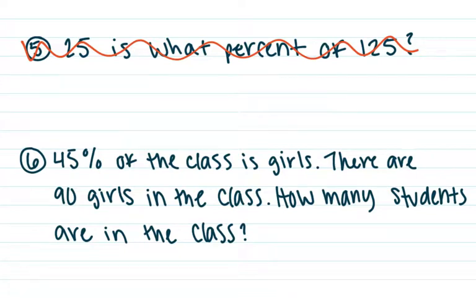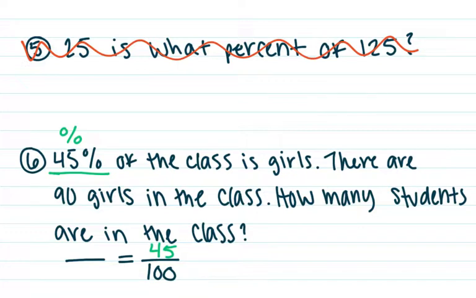There are 90 girls in the class. How many students are in the class? So this is an example of a word problem where we're going to set up a percent proportion. Okay, so we're going to set up this percent proportion. I got to fill in all of these blanks. So again, we're looking for a part, a whole, and a percent. I immediately see the percent. That one, again, is the easiest one to find. I'm going to put that over 100.